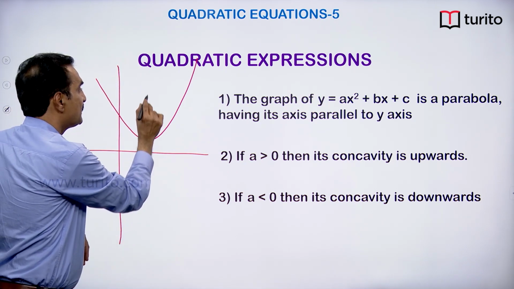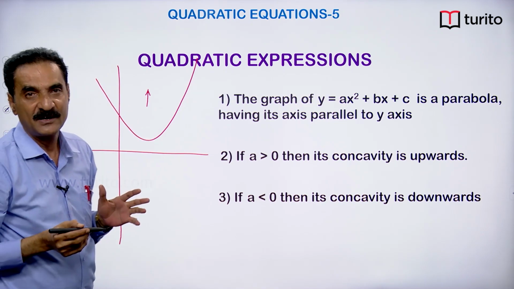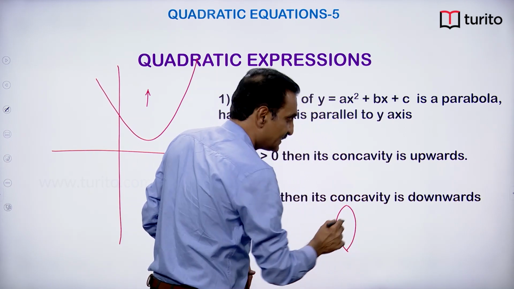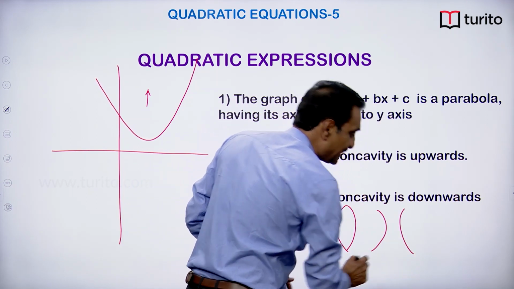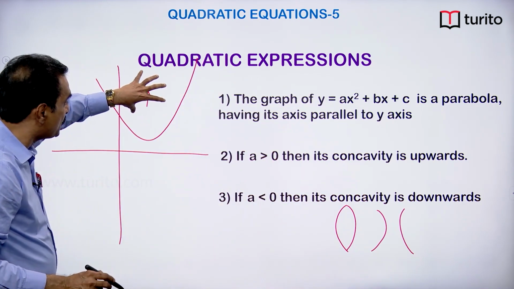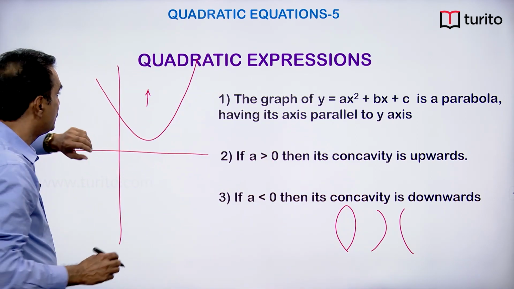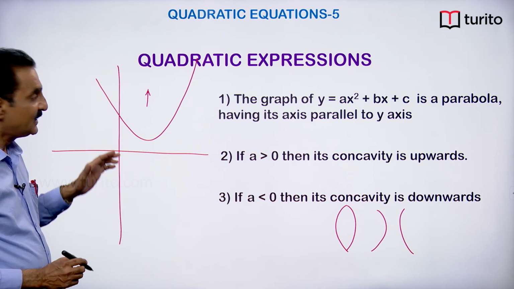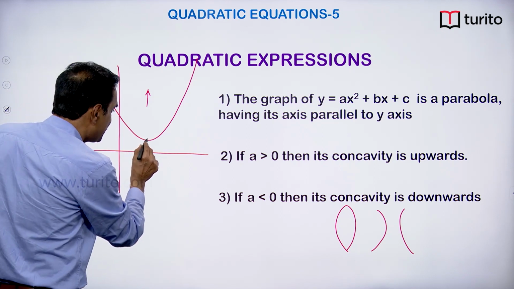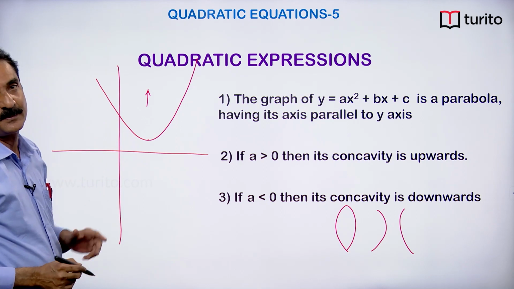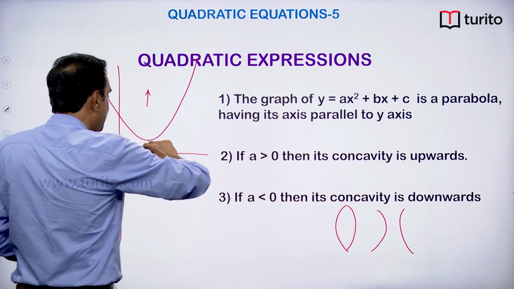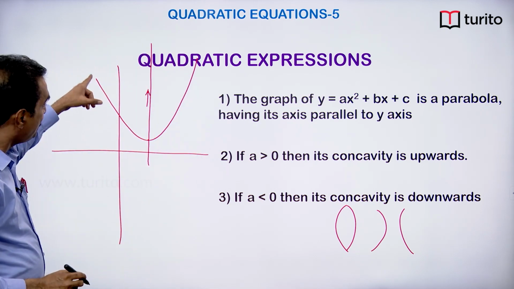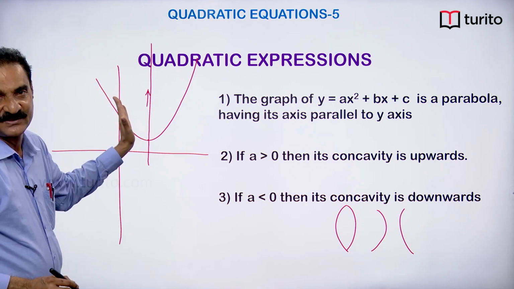This is called concavity. All of you know about concave lens and convex lens. If the shape is like this, it is convex. If the shape is like this, it is concave. So this is called concave side, this is convex side. So here the concavity is upwards. When a is positive, the concavity will be upwards, and this point is called vertex of the parabola. Through the vertex, if you draw a line parallel to y axis, it is called axis, and the parabola will be symmetric about its axis.